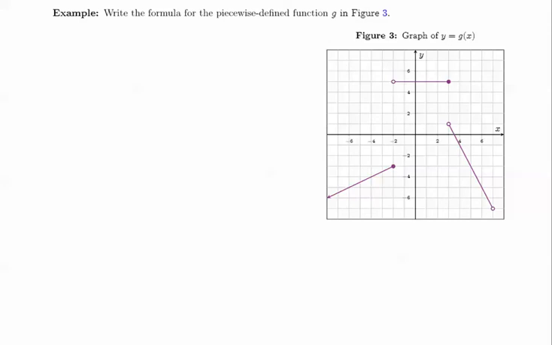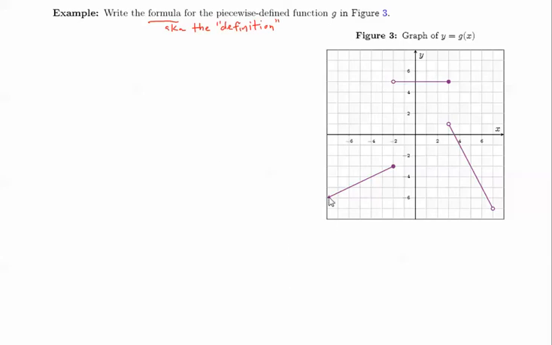In this example, we're going to find the formula for the piecewise-defined function g whose graph is given. One thing to note is that finding the formula can also be stated as finding the definition of the piecewise-defined function. To do this, as we look at this graph, we can see that there are three key pieces here.